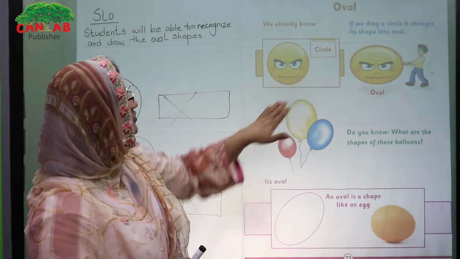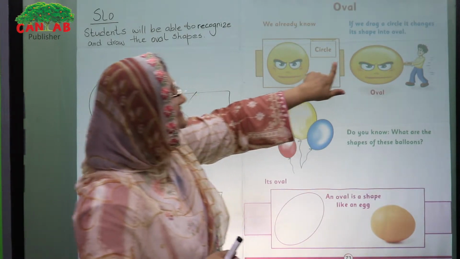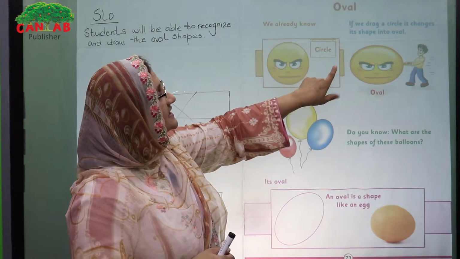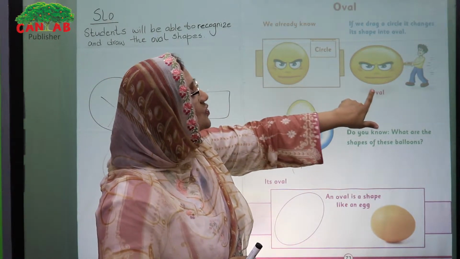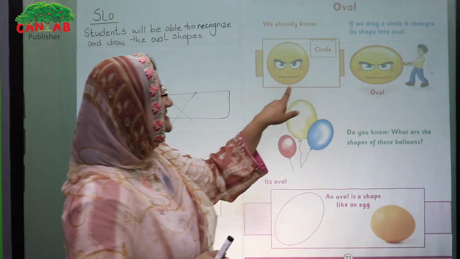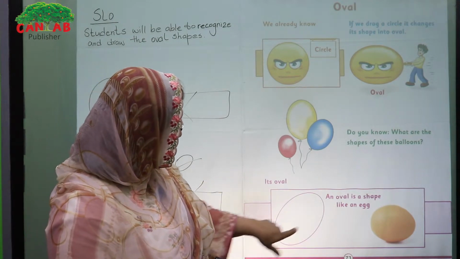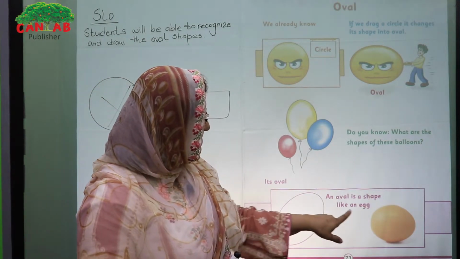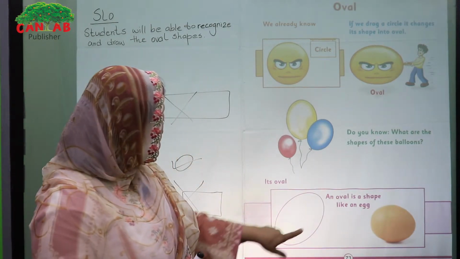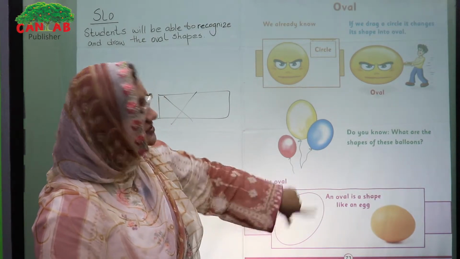You can tell them, look at here, it's a circle, and if we drag a circle, it changes its shape into an oval. This is a circle and this is an oval. Example of an oval. And now look at here, an oval is a shape like an egg. You can ask them to color this oval shape.